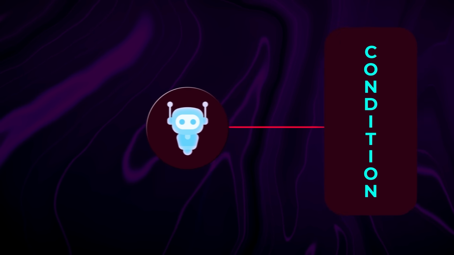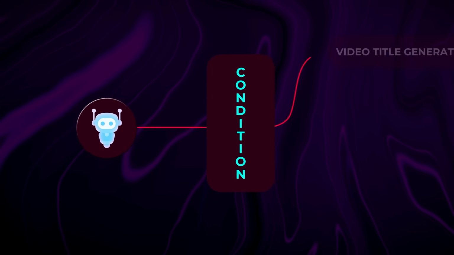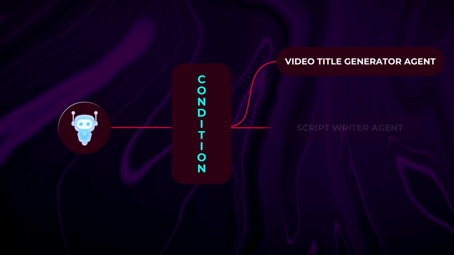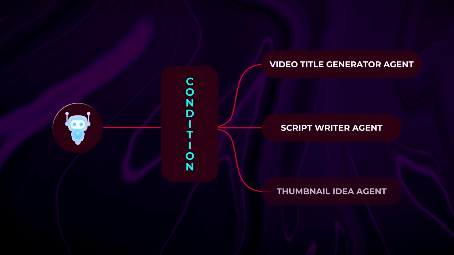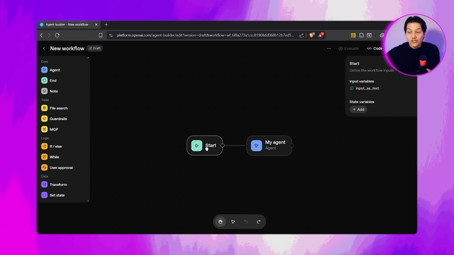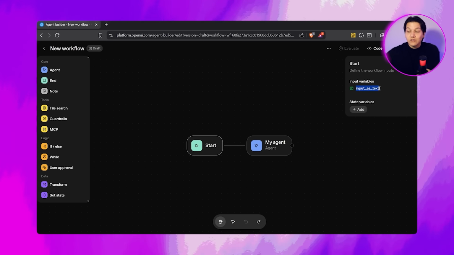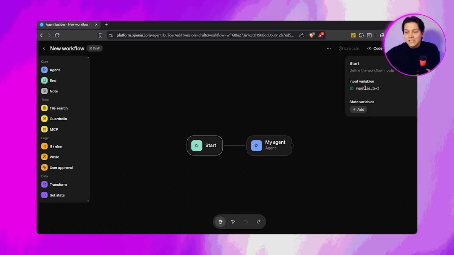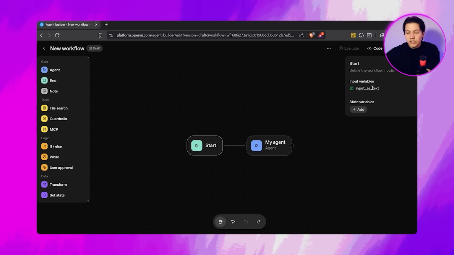So our content creator assistant uses 6 nodes with routing logic, which is the video title generator agent, the script writer agent, and the thumbnail idea agent. And the system automatically determines which agent you need, and this demonstrates the real power of the agent builder. So first, the start node is already configured with the default text input settings, which is exactly what we need, so there's no changes required over here.